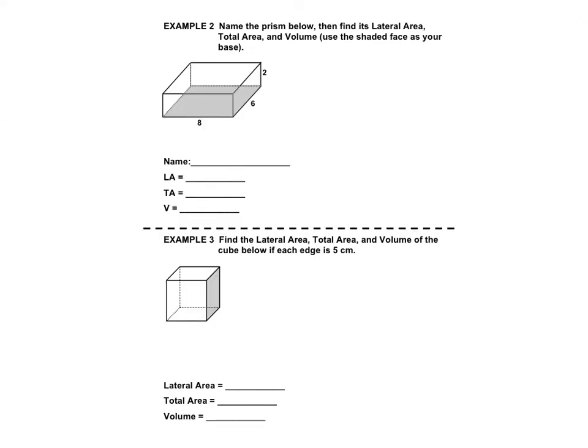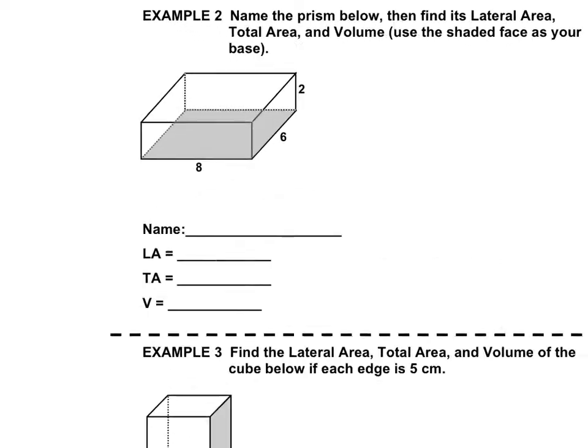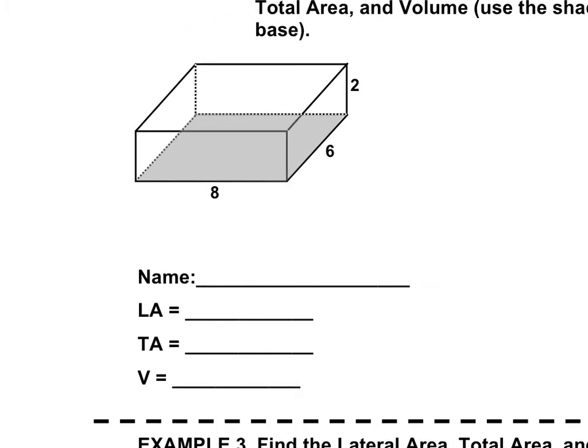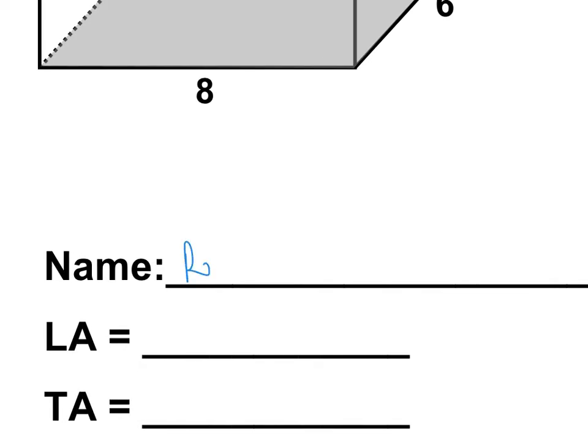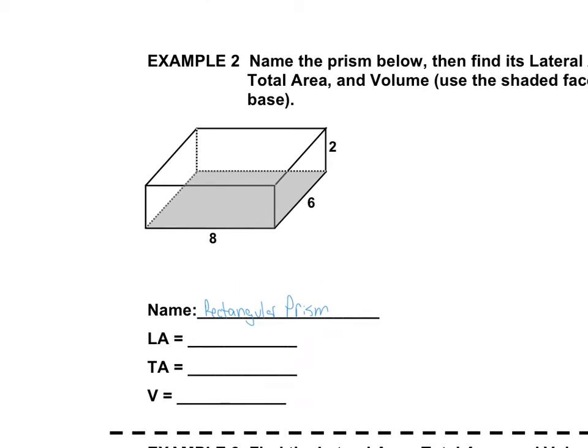Oops, sorry, guys. So it says name the prism below, then find its lateral area, or the area of the walls, its total area, which is the ceiling and floor added into that, and then its volume. It says use the shaded face as your base. So the first thing I'm going to do is name it. Well, that shaded shape at the bottom is a rectangle, so this is a rectangular prism. Now it wants us to find the lateral surface area, the total surface area, and the volume.